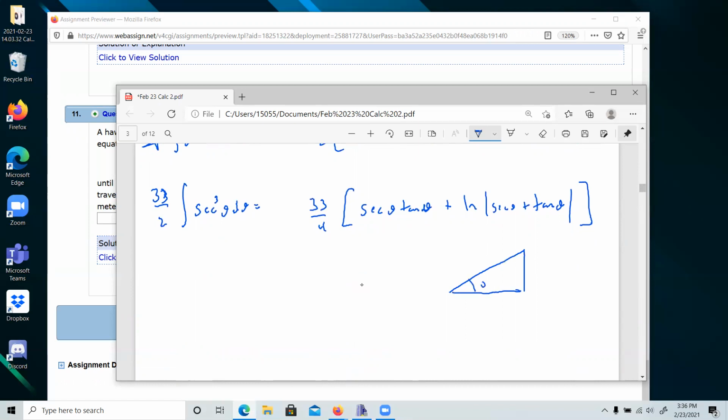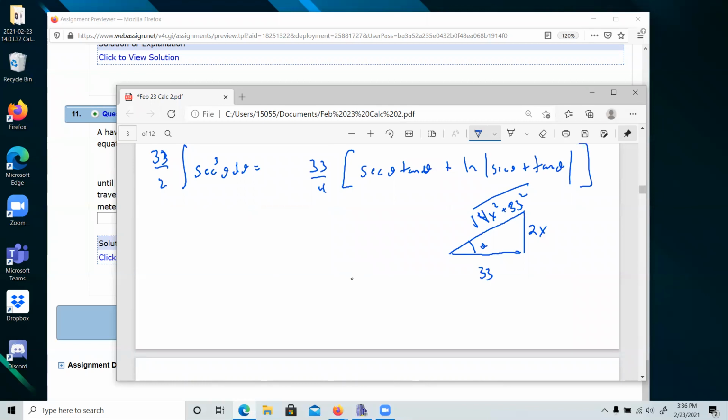Because theta was equal to, this is 2x, this is 33, this is x, this is the square root of 4x squared plus 33 squared. So what's secant? When we go back to all of this, we have 33 fourths secant, right? Hypotenuse over adjacent. So that's going to be the square root of 4x squared plus 33 squared all over 33. Tangent is 2x over 33.